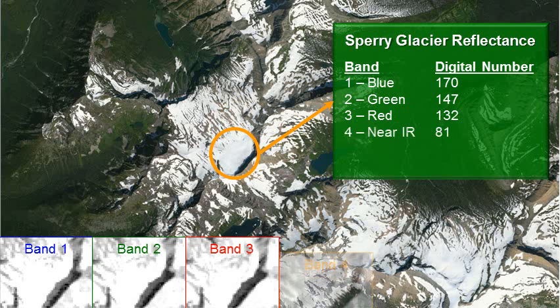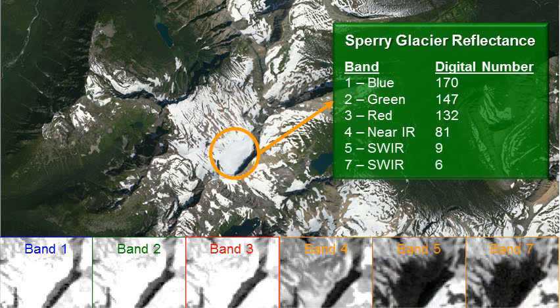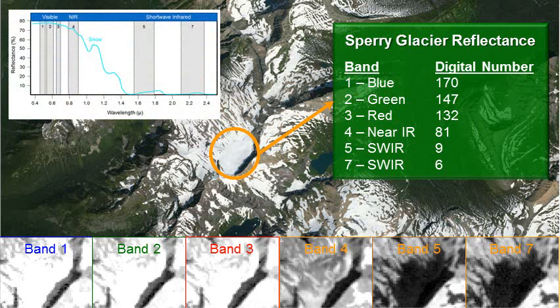However, if we transition into the infrared portion, the portion that we can't see, band 4, the near infrared band, its reflectance starts to diminish. And if we look at bands 5 and 7, the shortwave infrared bands, you can see that the reflectance is pretty much non-existent. So the answer to the question, is snow always white? Well, if we're just looking at the visible portion of the spectrum, the answer is yes. But if we're looking beyond the visible, the answer is no.